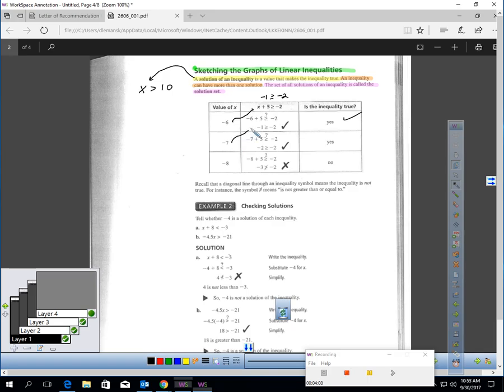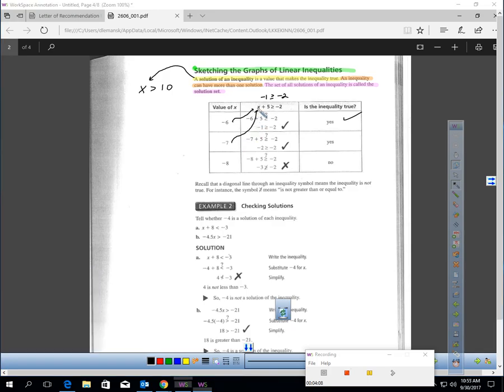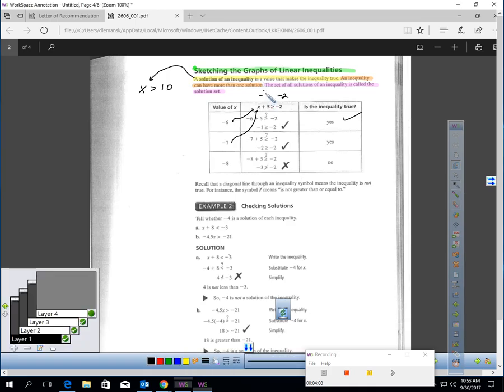If we try negative 7, negative 7 plus 5 is negative 2, and is negative 2 greater than or equal to negative 2? Now remember, the key word is or. Or means if one of them is true, it's a true statement. Well, negative 2 is equal to negative 2. That is true. So yes, that's a solution.